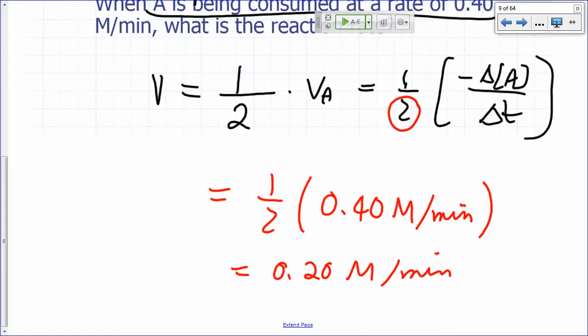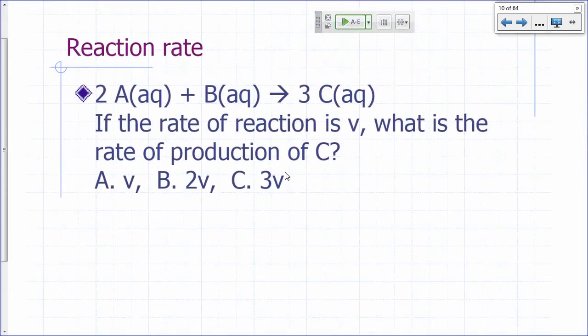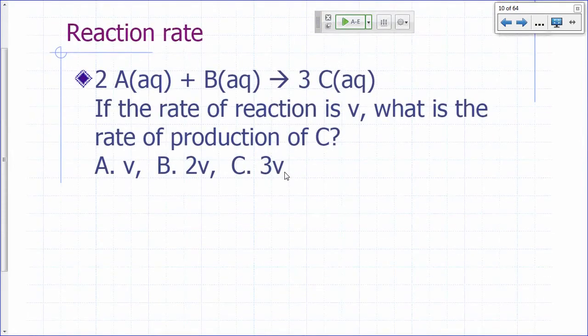So to avoid ambiguity, when we simply say the rate of reaction, then you multiply that by the coefficient to get the actual rate of consumption of a reactant. Same thing with the product: you divide the rate of production of the product by the coefficient, and that will give you the rate of reaction. Let's look at an example here. If the rate of reaction is V, what is the rate of production of C? Is it V, 2V, or 3V?